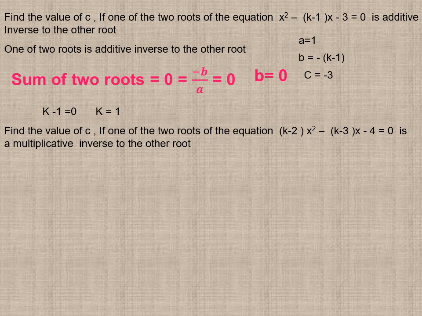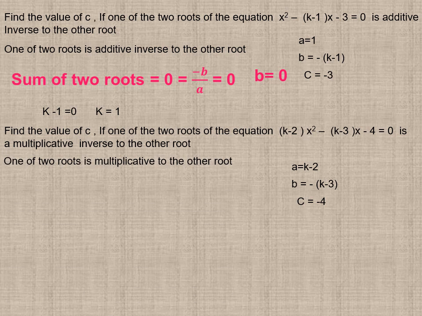Another example, find the value of k that makes one of the two roots multiplicative inverse to the other. What does it mean? Multiplicative inverse means the reciprocal of the fraction, like 2 over 3 and 3 over 2. What about the product of 2 over 3 and 3 over 2? If we multiply them, the result will be 1, right? So first find a equals k minus 2, b equals negative k minus 3, and c equals negative 4.